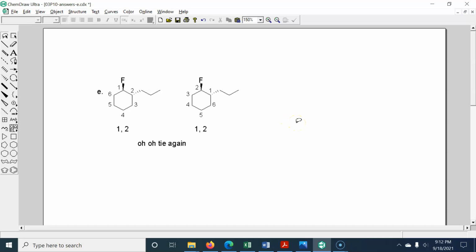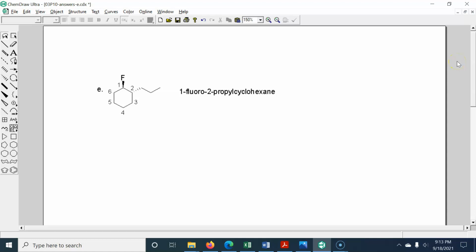Remember, when you have a tie, in terms of numbering, then and only then do you go to the alphabet to break the tie. Fluoro comes before propyl, so we're going to put fluoro on carbon number 1. How would you name the molecule now, based on that? If you put the name 1-fluoro, 2-propyl cyclohexane, you'll get partial credit in my class, but because we're showing wedges and dashes, we're showing direction of these two groups, one towards us and one away from us.